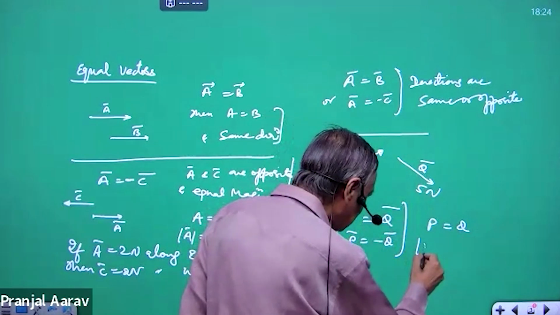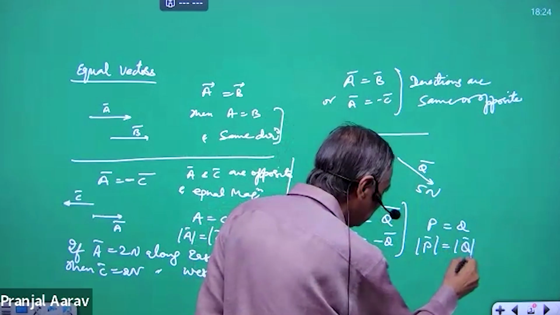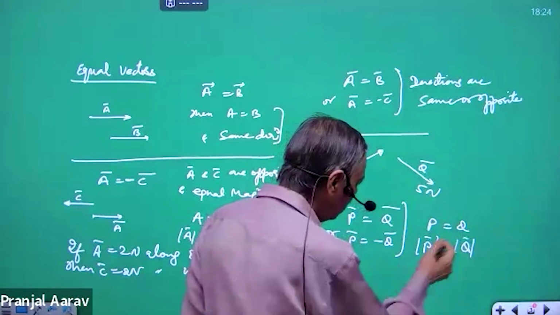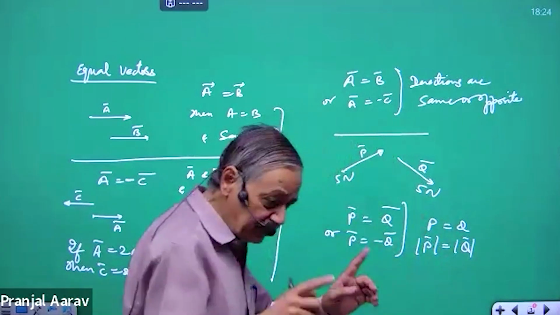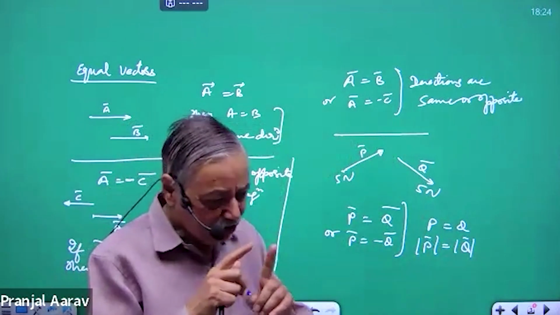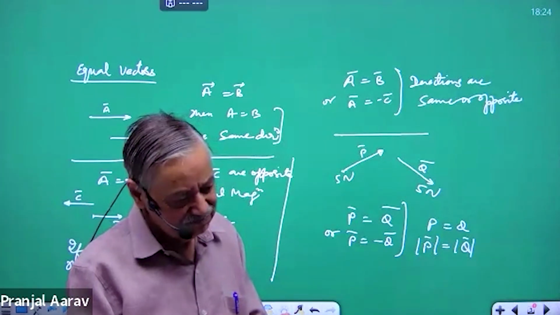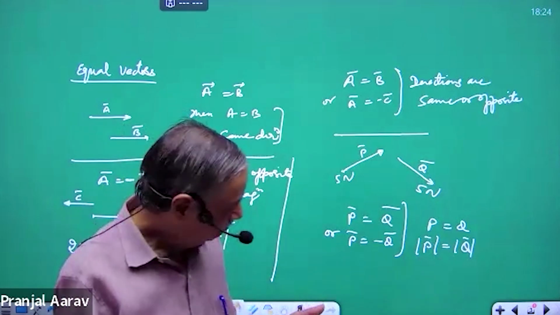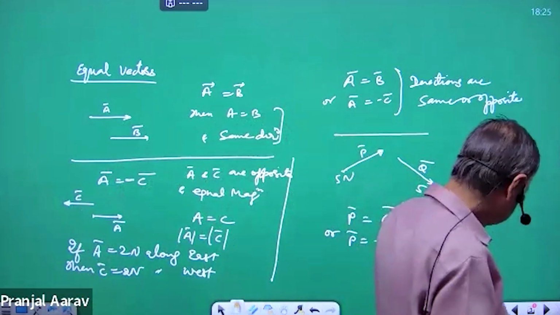Or, magnitude of P is equal to magnitude of Q. Their magnitudes are equal. This is also equal magnitudes. So whenever you write equal sign, it automatically means that the directions are either same or opposite. So any doubt here? No, sir.